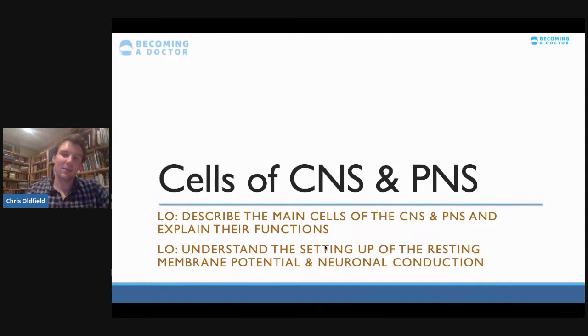Brilliant. And then the final thing we're going to go through are the cell types of the central nervous system and the peripheral nervous system. We're going to look at just one or two things that each of those cells do, and then also look at how neurons actually work and how the electrical impulse is able to travel along the neurons. Remember that if you have any questions at any point, please just drop it in the chat and let me know.